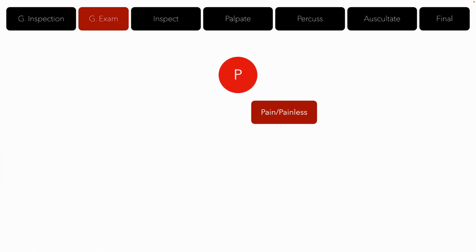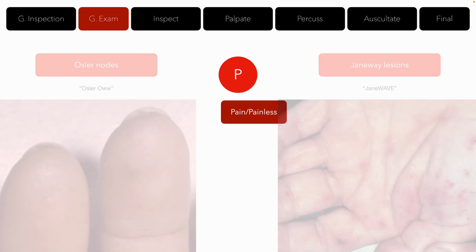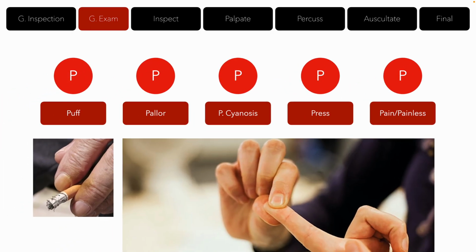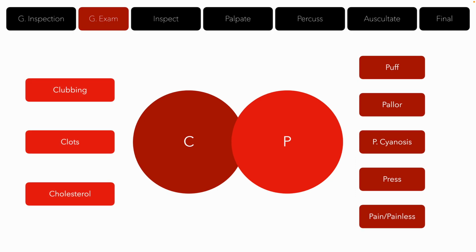What do I mean by that? Well, I mean Osler or Janeway. Osler, think Osler ow, because Osler's nodes hurt. And Janeway, think Jane wave, because they often present painlessly on the palm. So a nice friendly wave. Osler ow, Jane wave. I want you from now on to say Osler ow nodes, Jane wave lesions. Lovely, and that's how you distinguish. So you've got your C's and you've got your P's, and that is the cardiovascular hand exam.